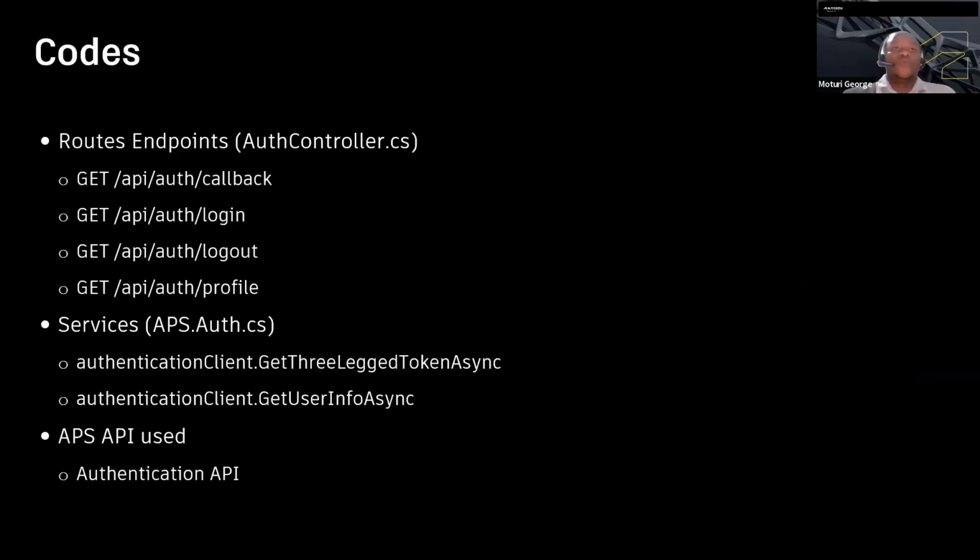So what we're going to do in this session: first, we are going to start with the authentication. We're going to create a controller for logging in, getting a callback once we initiate the login, logging out, and getting the user profile. This is the profile after you log in. Then we are going to have a logical flow using the APS.auth file, where we are going to get our three-legged token and the user information. So we are going to use the authentication API for this step.